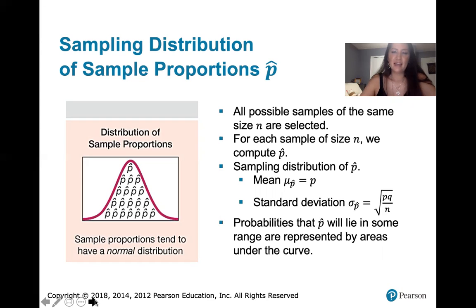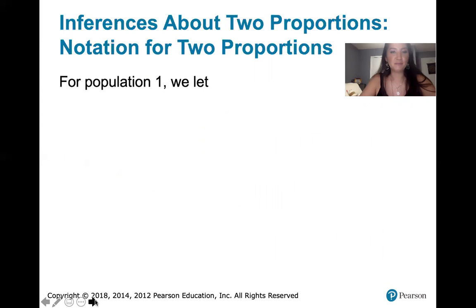And then probabilities that p hat is going to lie in some range are represented by areas under the curve, as we discussed back in 6.3 and when we talked about confidence intervals for population proportions in chapter 7.